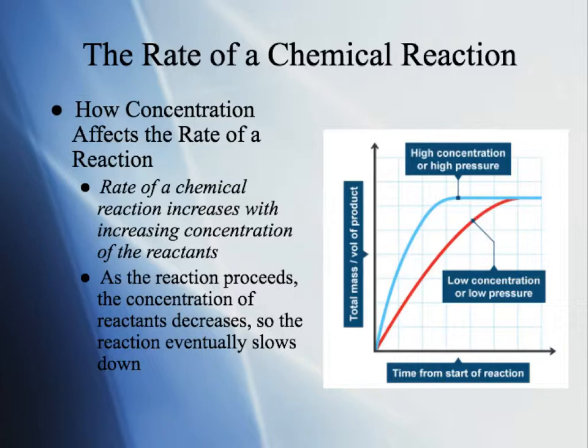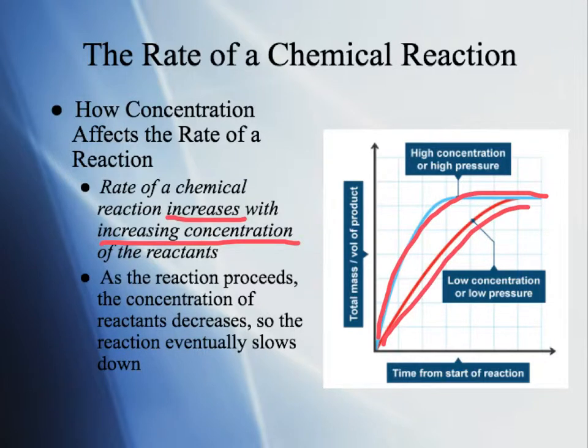Basically, the rate of chemical reaction increases with increasing concentration. So if you've got more reactant molecules around, then you're going to have a higher likelihood of them colliding together with sufficient energy to make products. It makes sense. In fact, we can see here that a reaction with higher concentration is going to proceed faster than a chemical reaction with lower concentration.